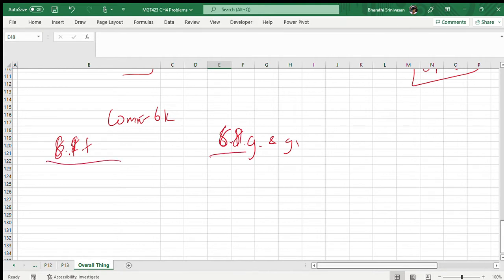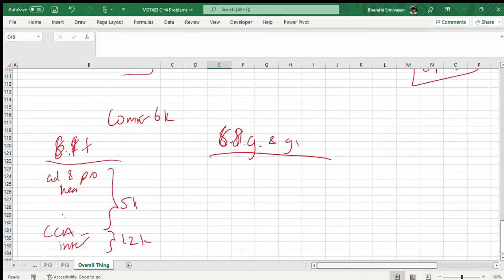Anyway, all my salesperson expenses include my ad and promo, meals, and so on, and it also includes CCA and interest. Let's say this expense over here is 5K, and this one over here is 1.2K. If I were to deduct under this other section over here, my deduction, when you add up all the travel and automobile expenses, is 5.5K.